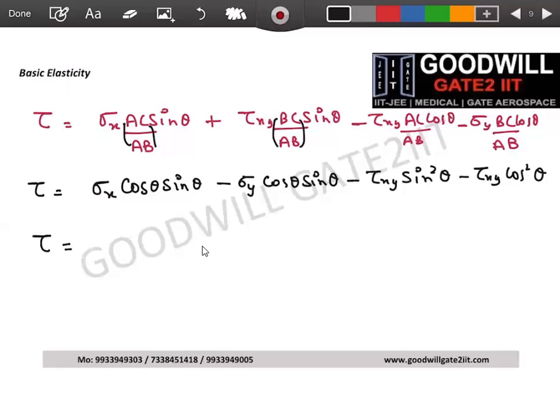Now, I'll do the last step. I hope you agree. Cos theta, sin theta, if I take common and multiply and divide by 2, 2 sin theta cos theta is sin 2 theta, right? Correct. So I can write this as, agree? Guys, yes or no?